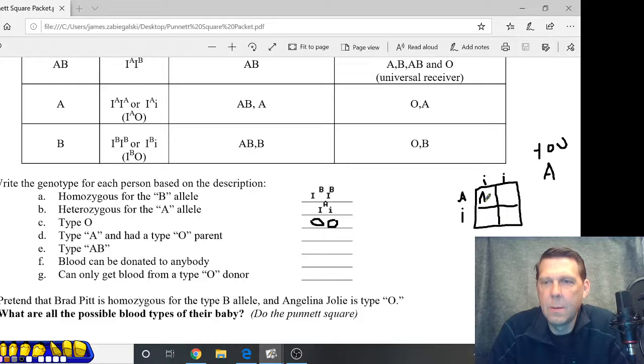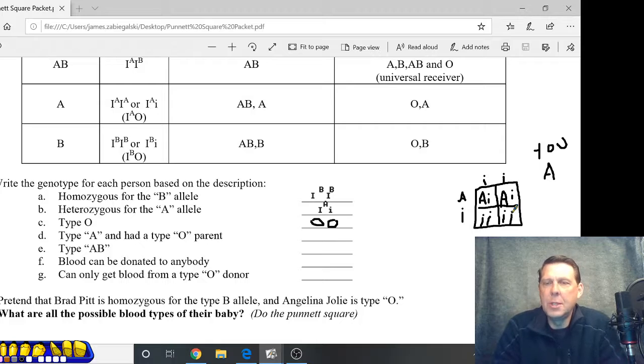Does that make a type A child anywhere? Well, A, i, A, i, i, i, i, i. So there's a 50% chance you could be type A, but you would have to be this version of A.